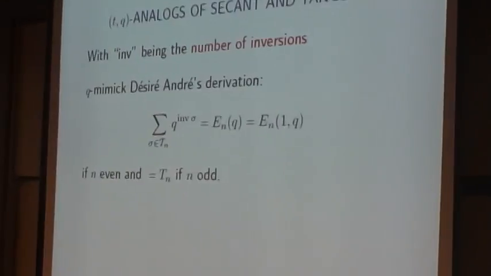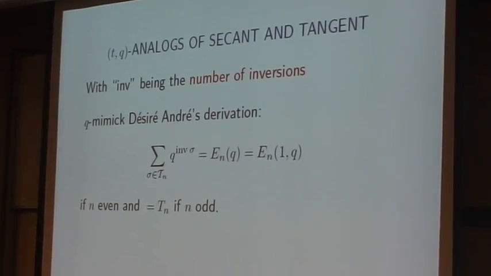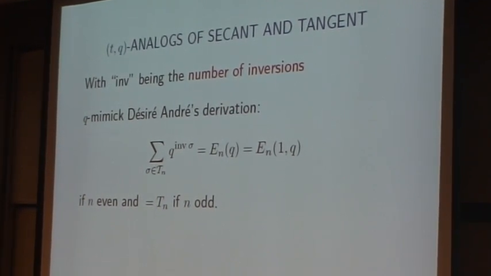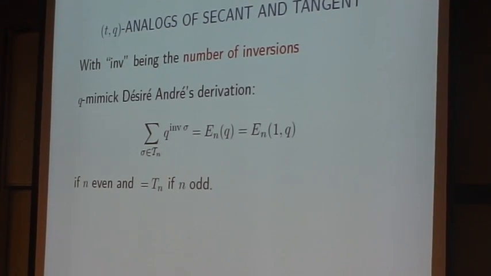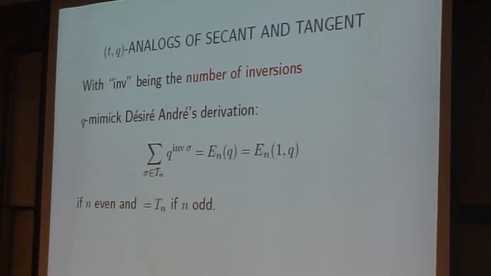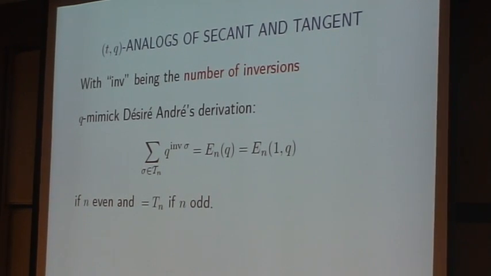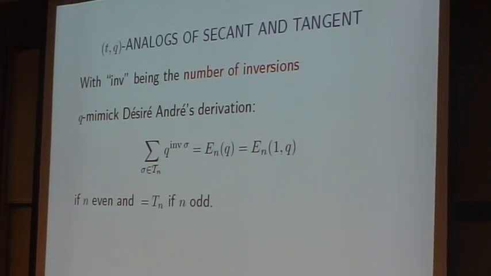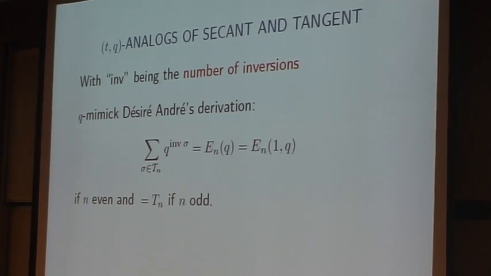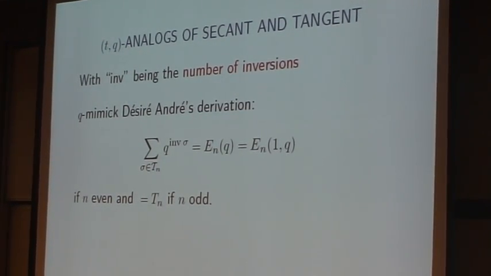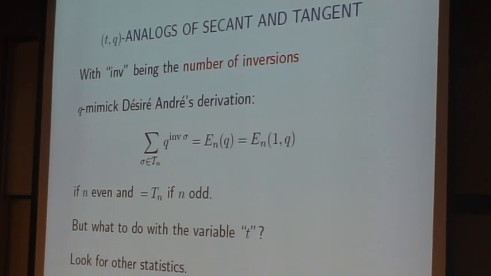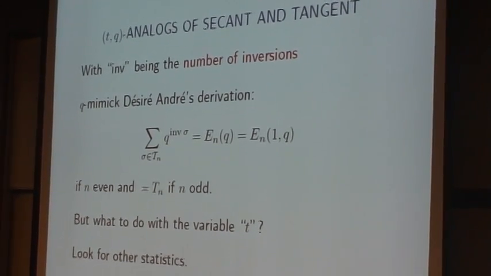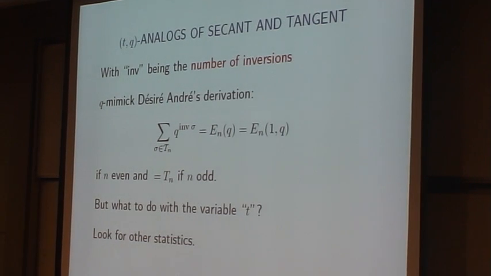So this is a known result, and surprisingly basic. Well, this is also the Q version of André, and not difficult either to prove. As soon as you have André, you change the binomial coefficient by the Q binomial coefficient, and it works. For the number of inversions, it's easy, but it's not what we need in here. So this is the even case, but what to do with the variable t?